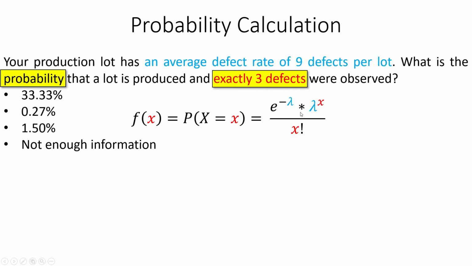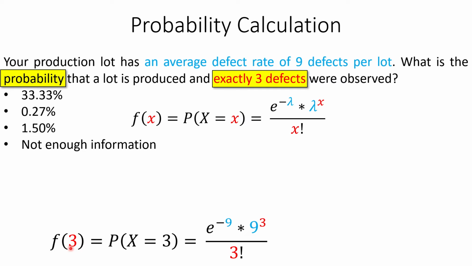Let me show you how to work this calculation. I've highlighted the parameter and the value that we care about. Lambda, our average defect rate, is equal to 9, and the probability that we're solving for is exactly 3 defects. What is the probability of getting exactly 3 defects when we average 9 defects per lot? So I've plugged in lambda as 9, and I've plugged in x is equal to 3.